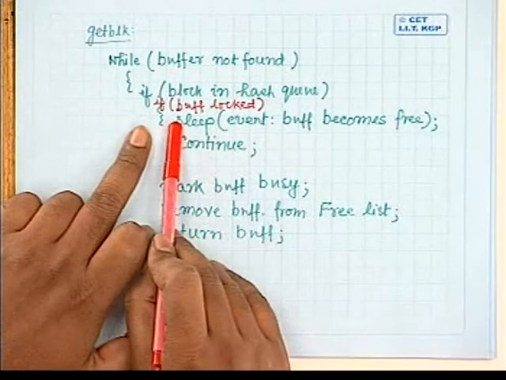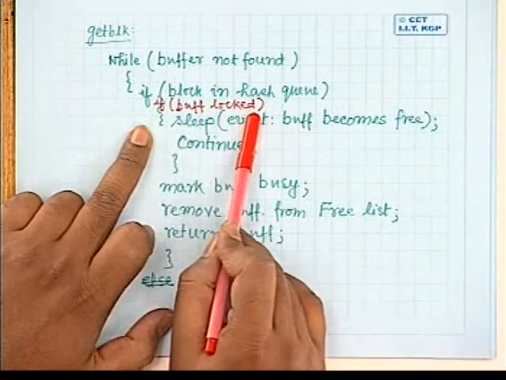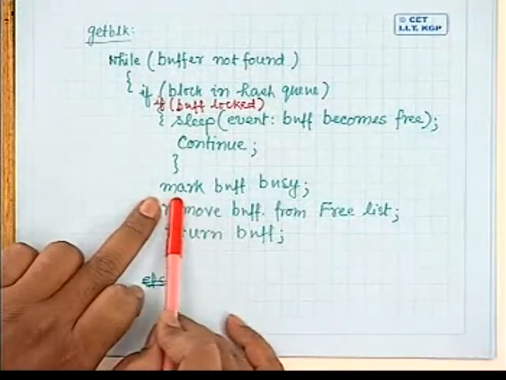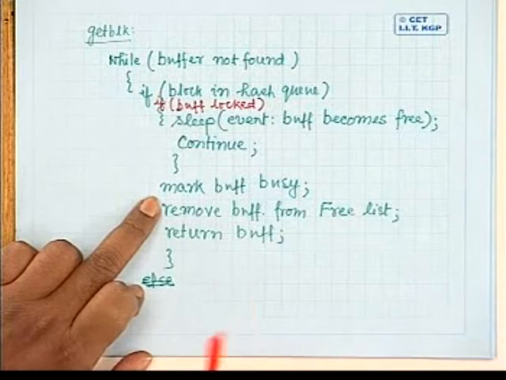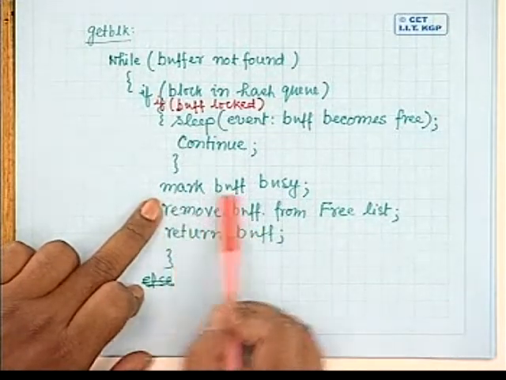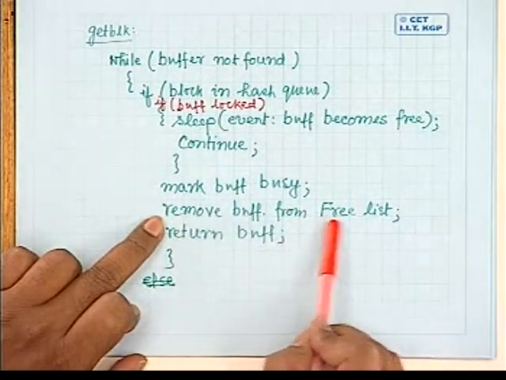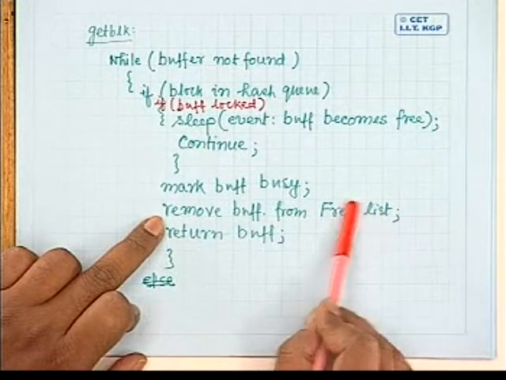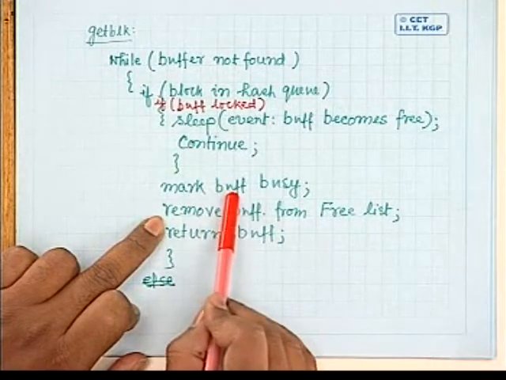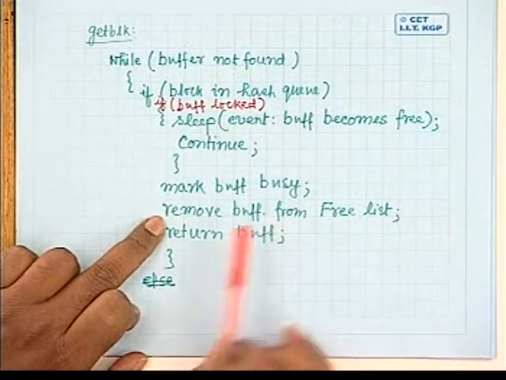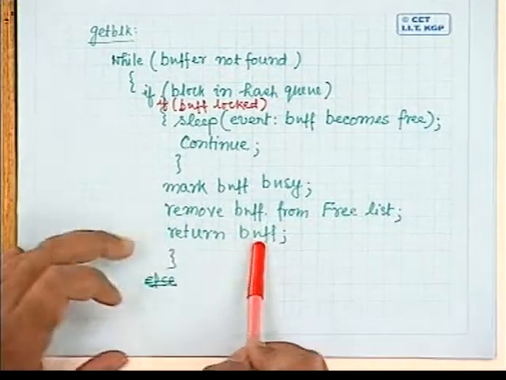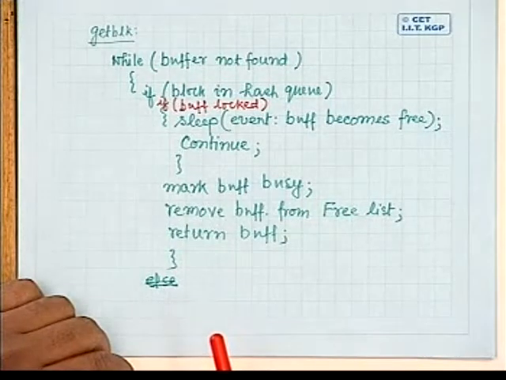Okay. Otherwise, if the buffer is not locked, then you simply mark the buffer as busy, because this buffer has to be returned to the process who has requested it. You mark the buffer busy, then remove the buffer from the free list, because as long as the process requesting it uses the buffer, it will not remain free. So you have to remove it from the free list and return this buffer to the requesting process.